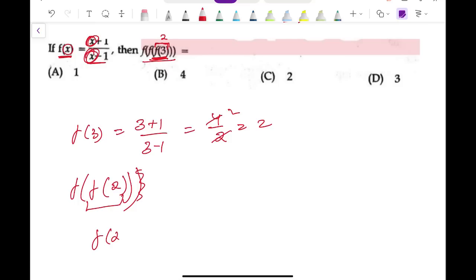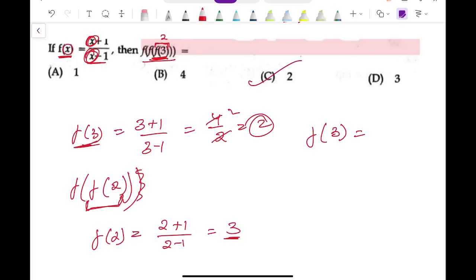F of 2. F of 2 is how much? 2 plus 1 divided by 2 minus 1. 2 plus 1 is how much? 3. So which means f of 2 value I'm getting as 3. So which means I am left with the final value, which is f of 3. And we know f of 3 was how much? F of 3 was 2.